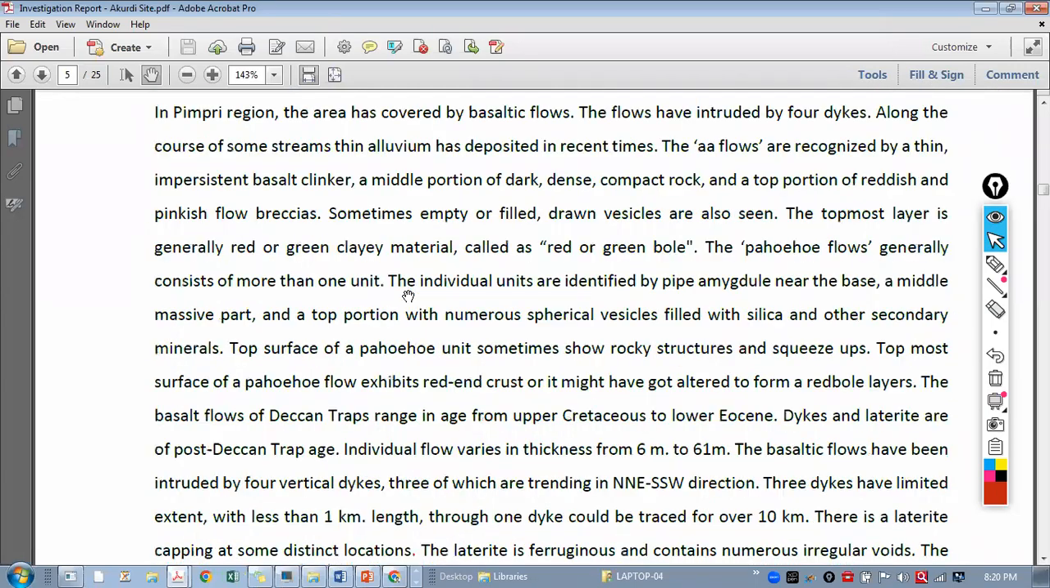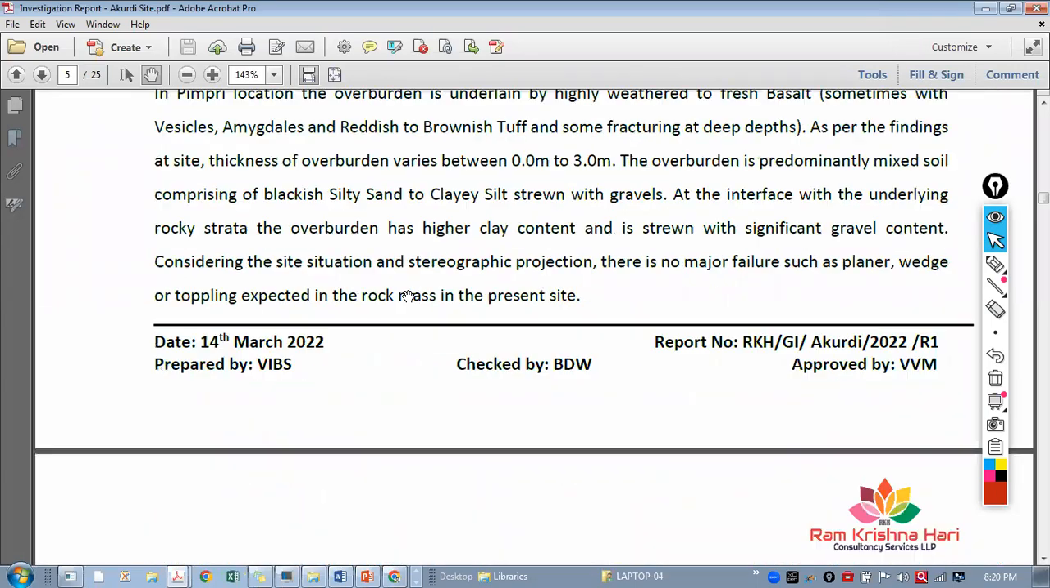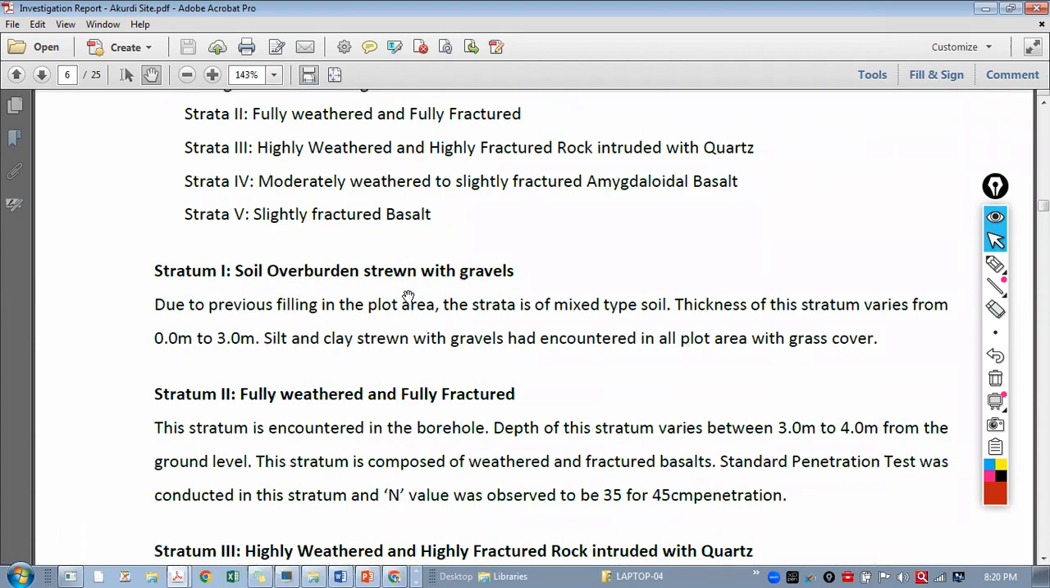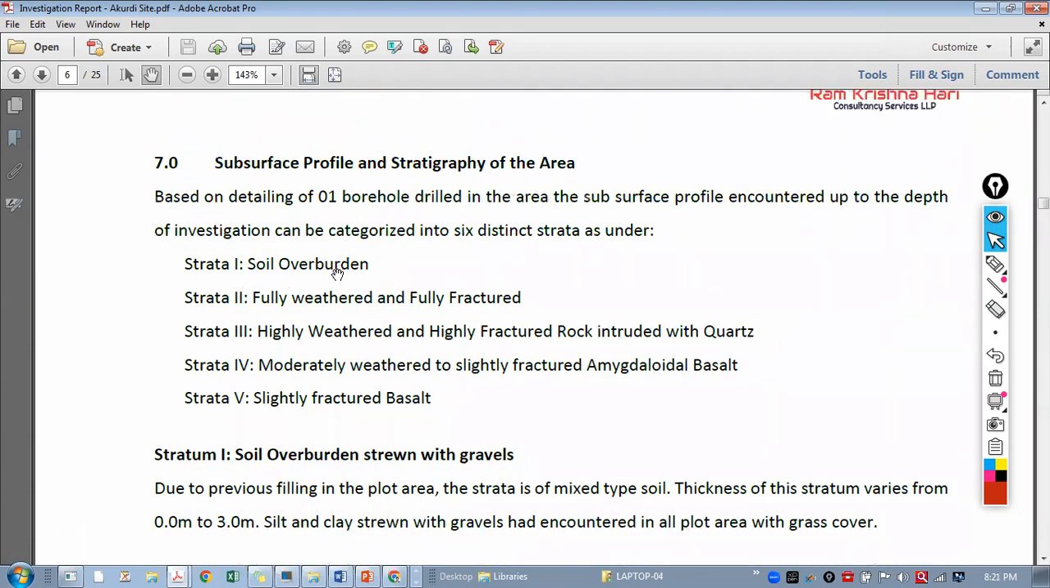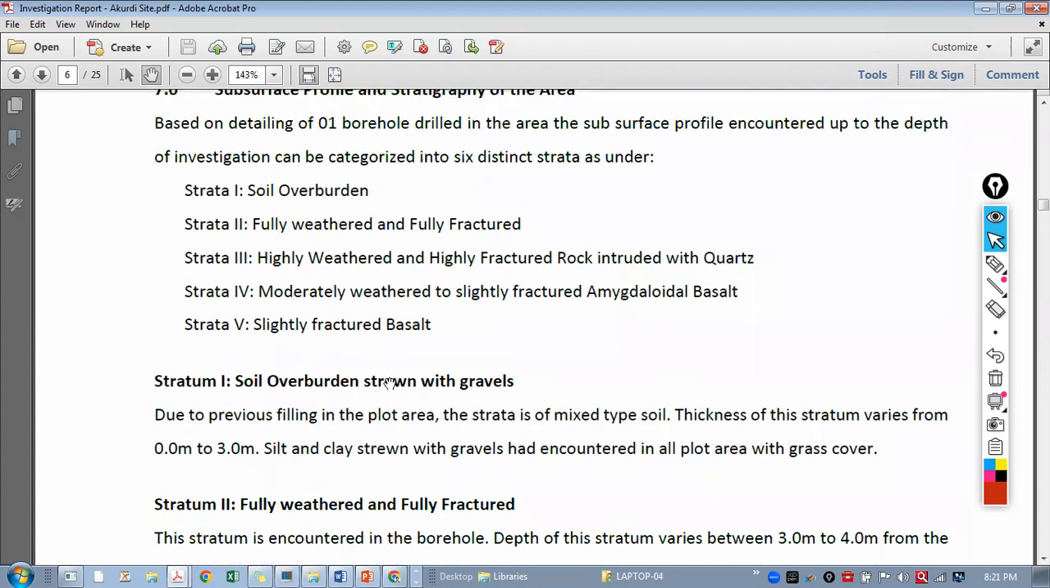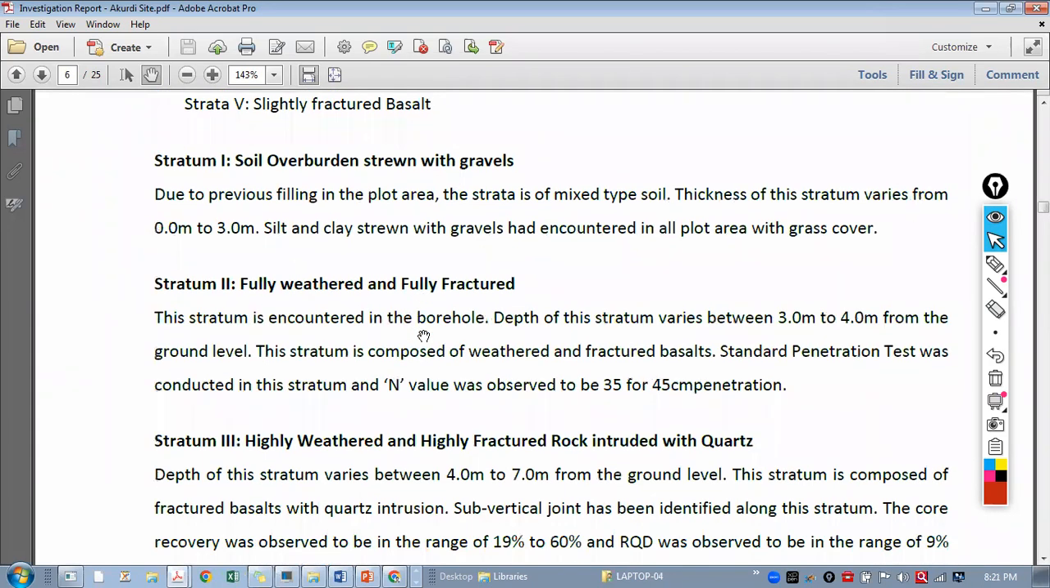See, more information is given regarding their investigation. Now here you can see strata 1 is soil overburden, strata 2 is fully weathered and fully fractured, maybe rock. Then at the end, it is a fractured basalt. Actually, it is in Maharashtra. You may be seeing this basalt is very common actually below the ground, which is very hard.